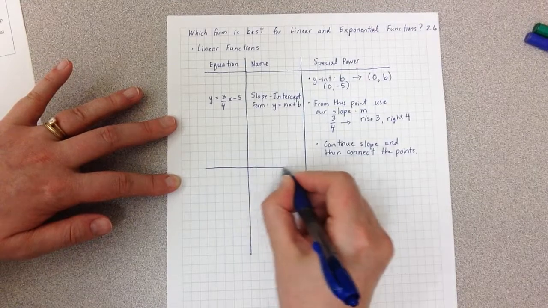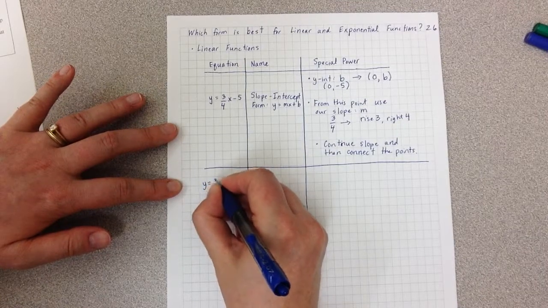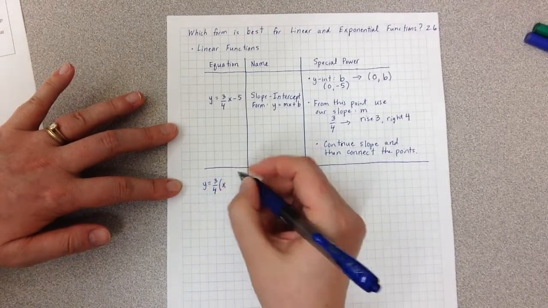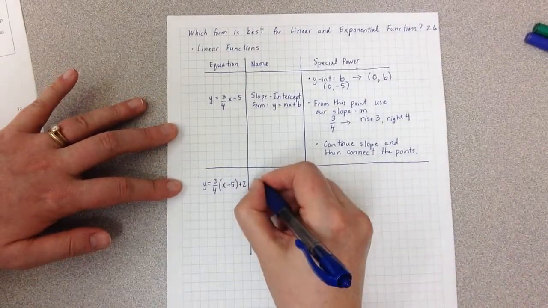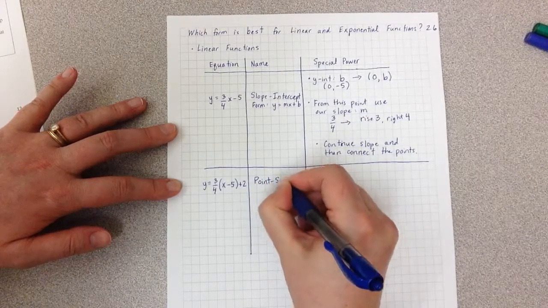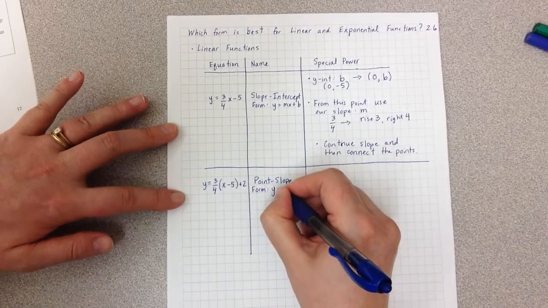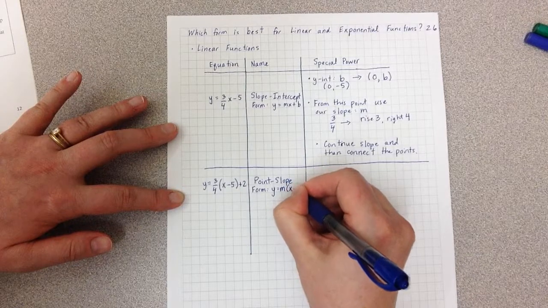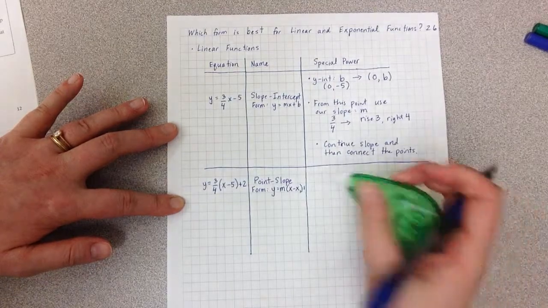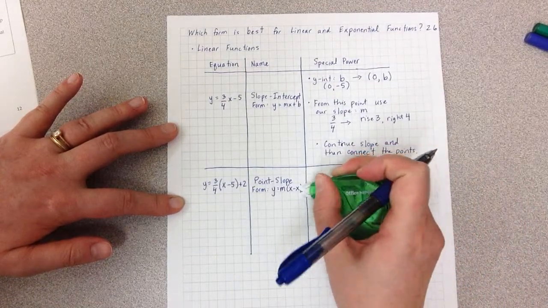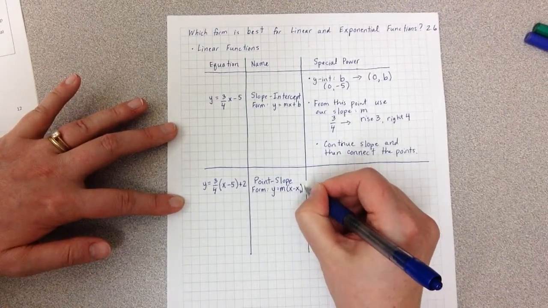Our second form that we're going to look at is when we have something written like this: y equals 3/4 (x minus 5) plus 2. This form is what we call point-slope form. And we often see it as y equals m times (x minus x1) plus y1. Sorry, I've run out of room here. I'll just extend this box over a little bit.